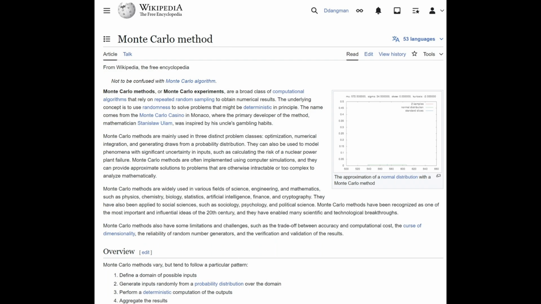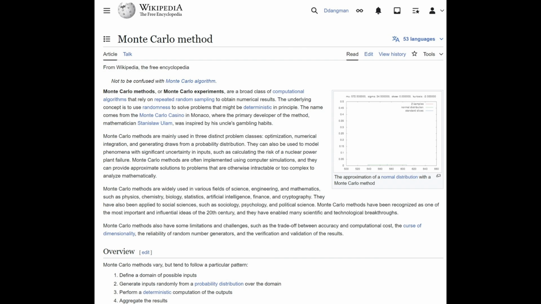How does the Monte Carlo method work? Well, here is a summary from Wikipedia. Monte Carlo simulations are a broad class of computational algorithms that rely on repeated random sampling to obtain numerical results. The underlying concept is to use randomness to solve problems that might be deterministic in principle.